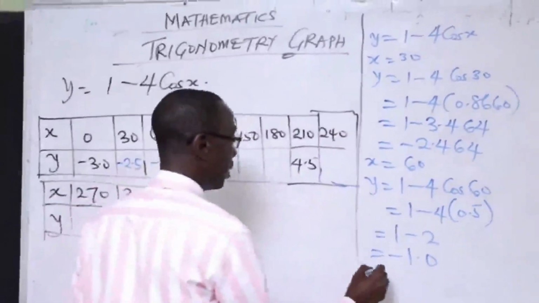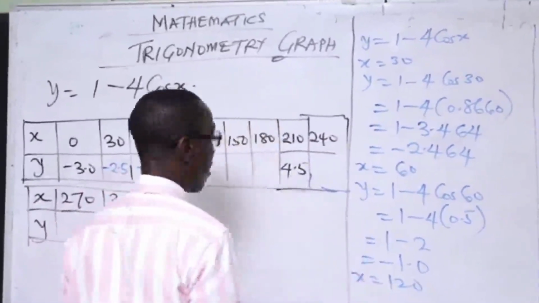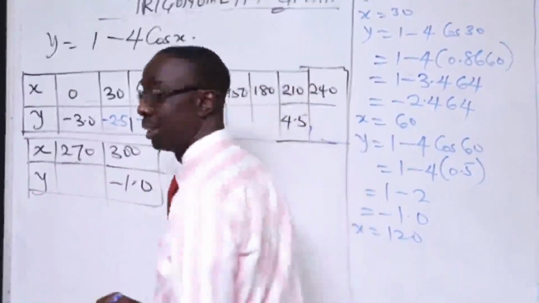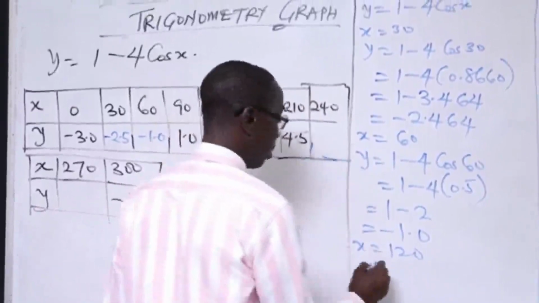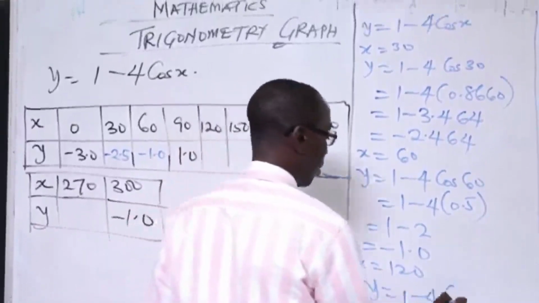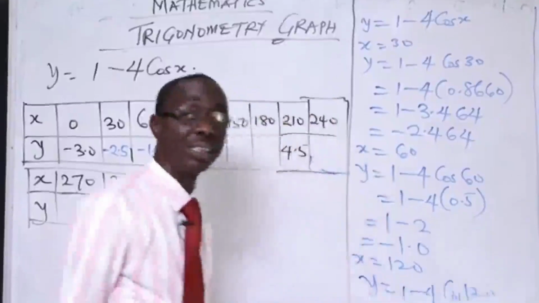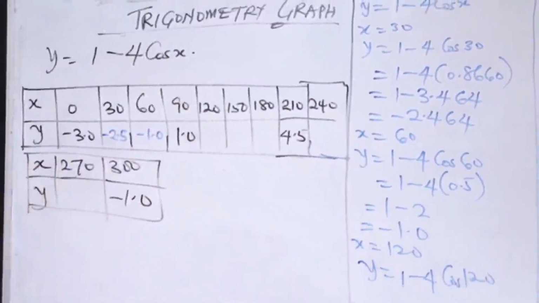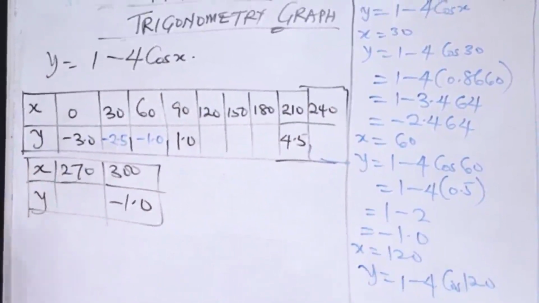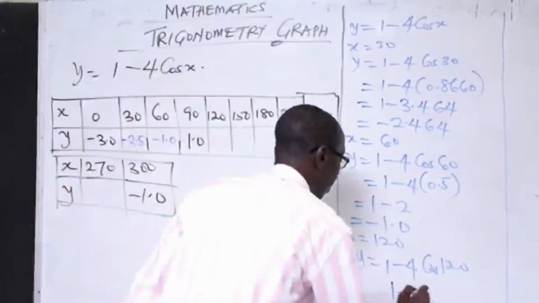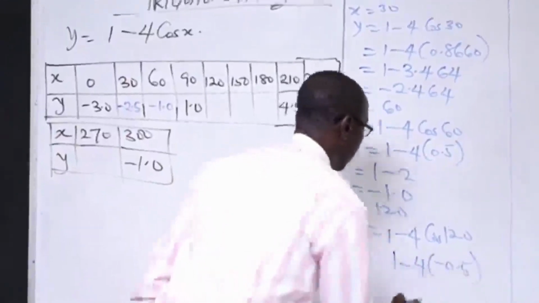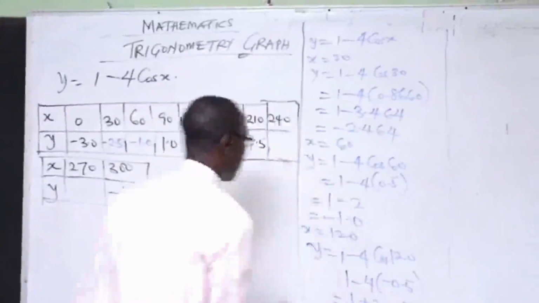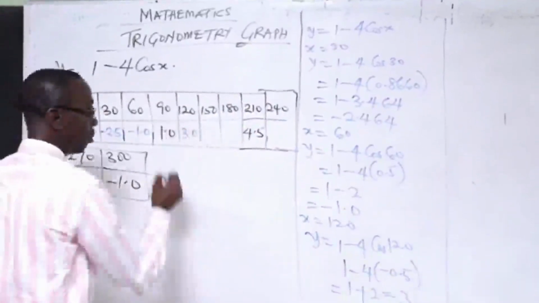The next one is x is equal to 120, right? 120. You have y equal to 1 minus 4 cos 120. Cos 120 is in the second quadrant. It should be negative, and it is the same thing as cos 60, but it will be minus 0.5. So you have 1 minus 4 into minus 0.5. And this will be 1 plus 2, and that will be 3.0.